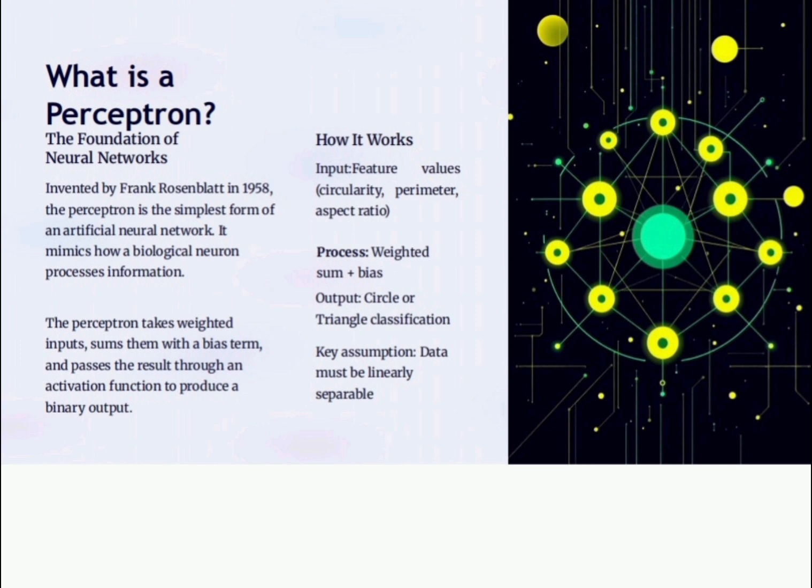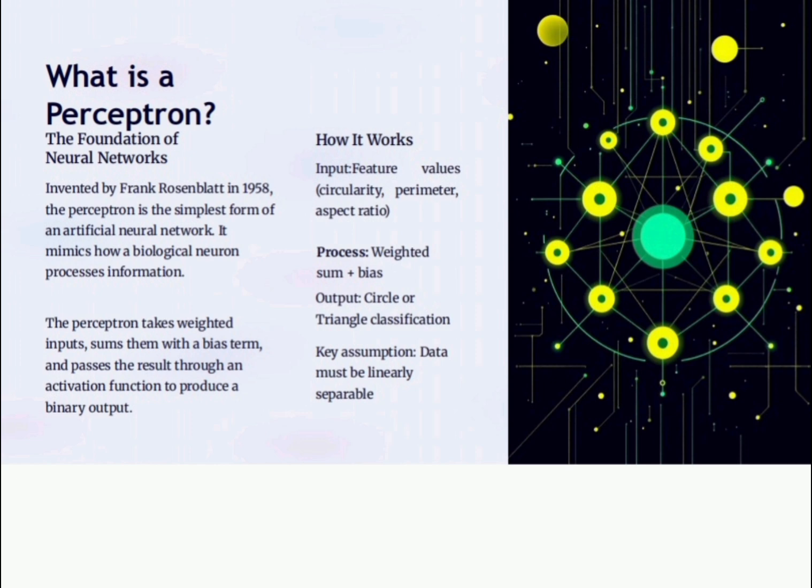Section 3. What is a perceptron? Now comes the intelligence behind the classification, the perceptron. Invented in 1958 by Frank Rosenblatt, the perceptron is considered the grandfather of all neural networks. It's a simple yet powerful model that mimics the behavior of a neuron.